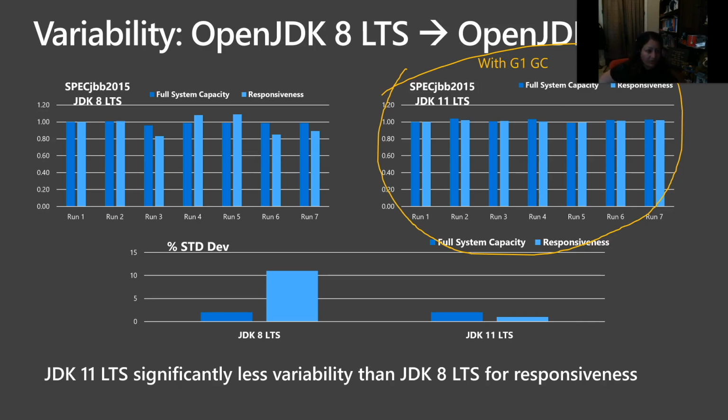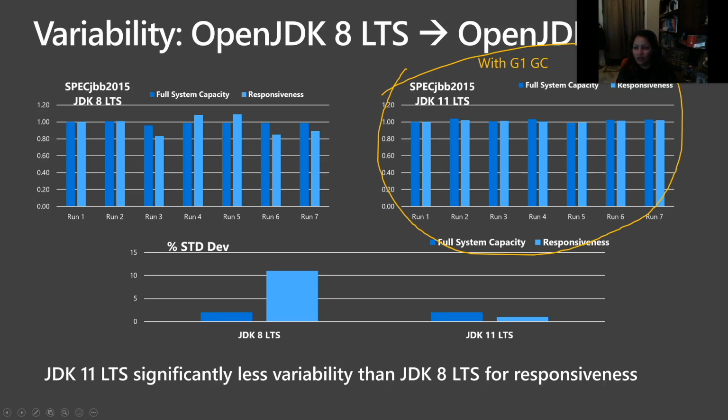What I'm trying to show here is run-to-run variability. When JDK 8 LTS was deployed, we see, even in the full system capacity, as in the throughput metric, which is used for capacity planning, and the responsiveness metric, which is called critical jOPS, a lot of run-to-run variability, and that's because of the garbage collector. In JDK 8, the default collector is the parallel GC, the throughput GC. So it doesn't have the concept of a pause time goal, and so there's not much adaptiveness in the sense of what G1 can offer. In G1's case, you see a lot less variability. Again, I'm showing the standard deviation here, and you see that JDK 11 is showing much less standard deviation.